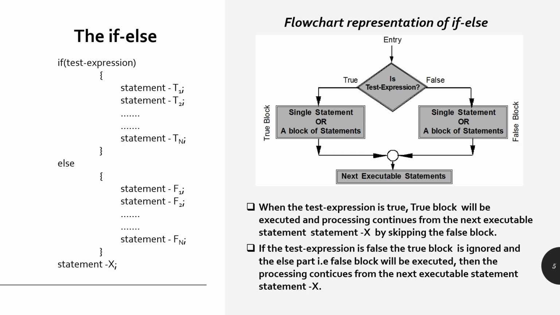Syntax is like that. We have to use the if keyword, then the test expression we need to specify. Based on the value of that, branching will take place to true or false. If it is true, the true block will be executed. If it is false, the false block will be executed.